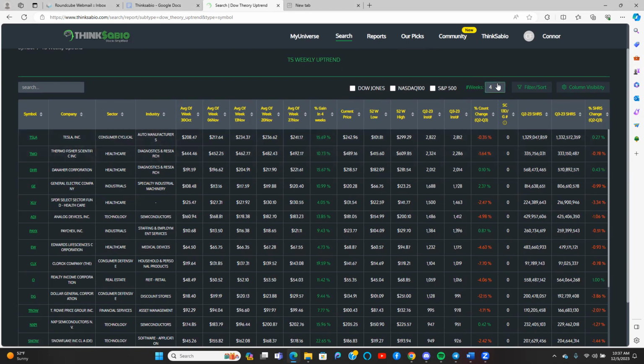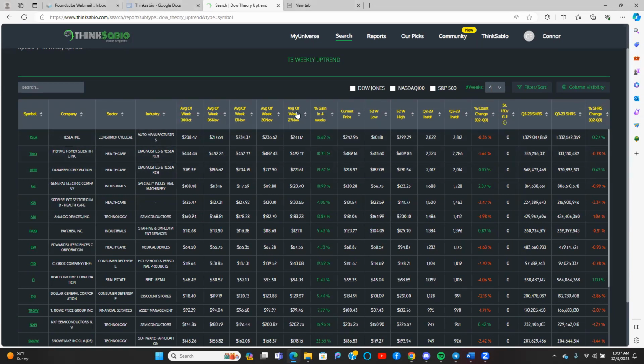You can choose the number of weeks that you want to look at with this drop-down arrow. Right now we have it on 4, but you can also select a different number of weeks just to filter down for a longer period of time. And up here, you can also filter by stocks that are in specific indexes like the Dow Jones, the NASDAQ, and the S&P 500. But from here, you see the stocks that have experienced growth over the last set of weeks.